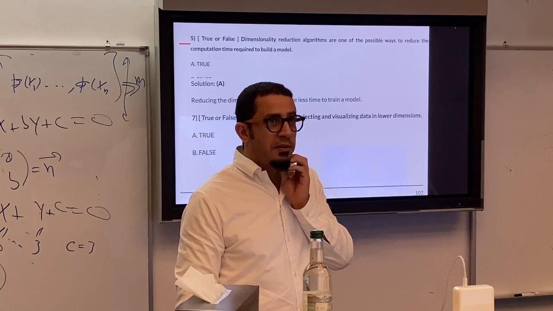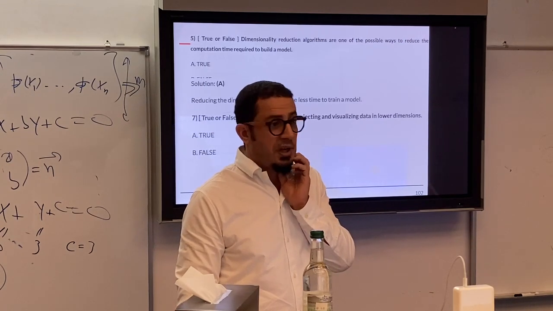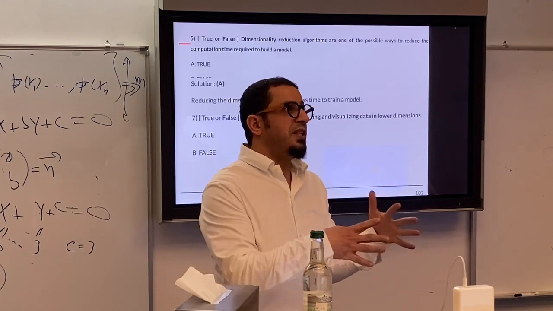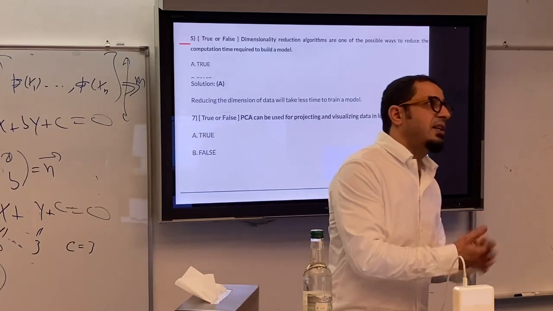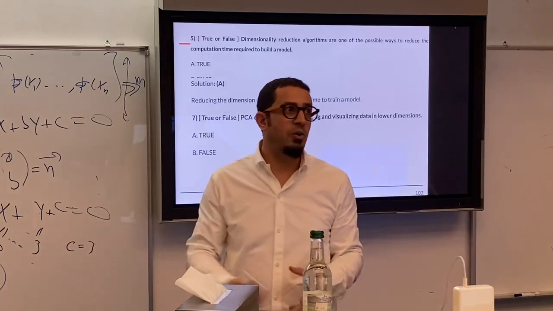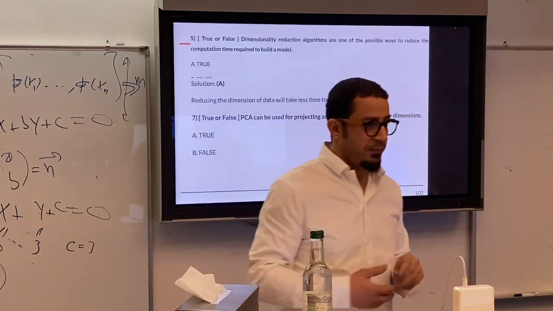True, yeah, of course. Clear? Because reducing the dimension, you can present it nicely, right? When you have 1 million features, or you have 3 features, it's different, right? Yes.